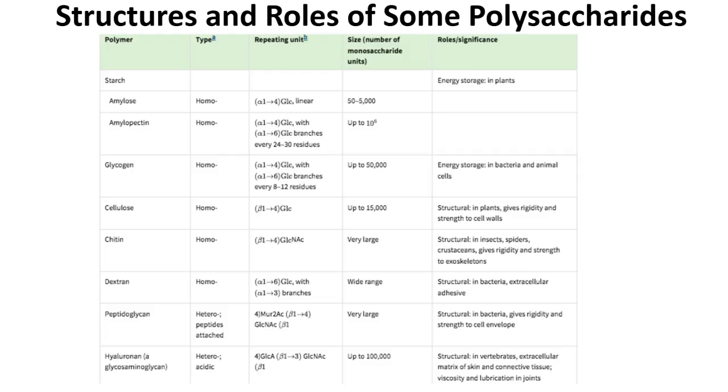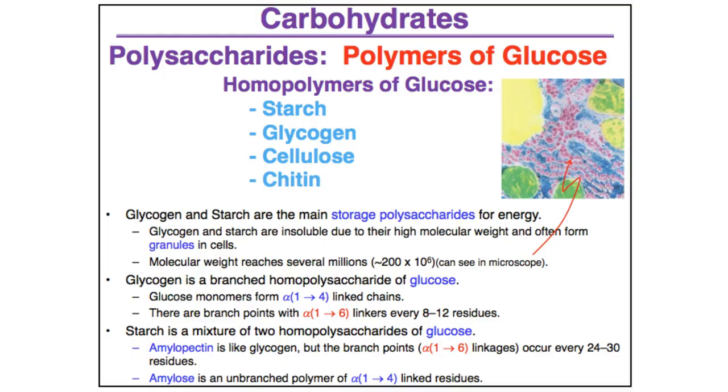This is pretty much just general education, to start becoming familiar with certain types of polysaccharides, and they're just listed here on the table for you to read on your own. I'm going to highlight more of the ones that you need to start memorizing and become really familiar with. The first type is the homopolymers of glucose, which are starch, glycogen, cellulose, and chitin. Glycogen and starch are the main storage polysaccharides for energy.